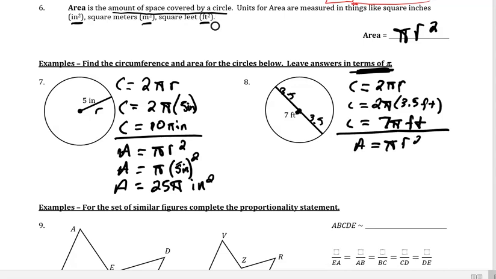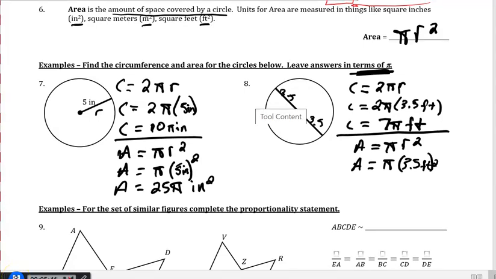Area of a circle, pi r squared. All right, our area is pi multiplied by this particular radius, which is 3.5 feet. We throw that into our calculator, and we should get 12.25 times pi. The unit would be feet squared.